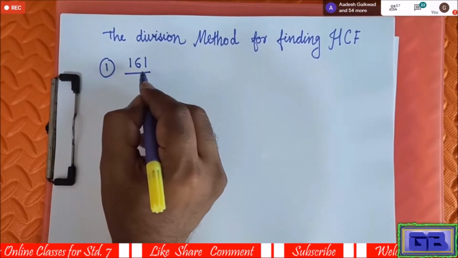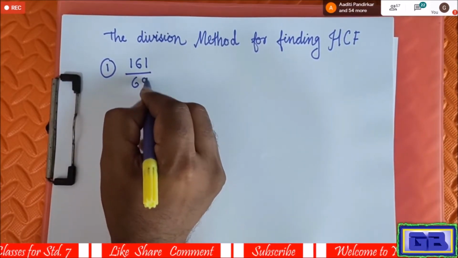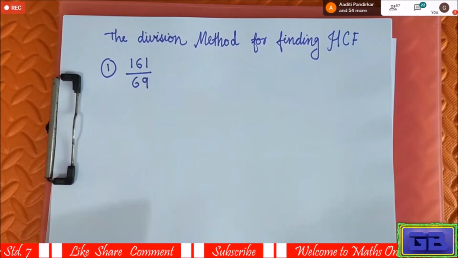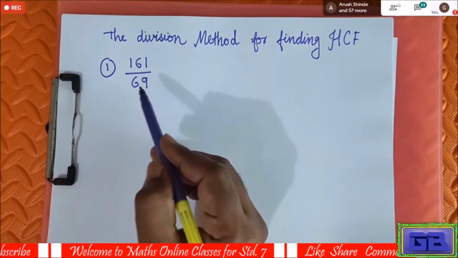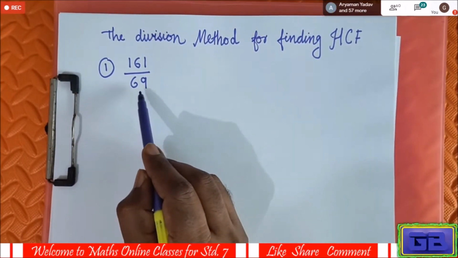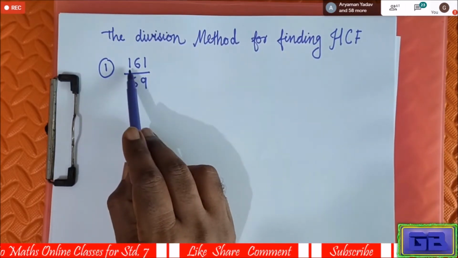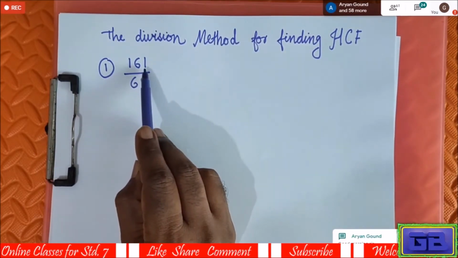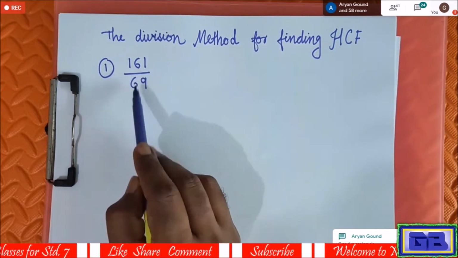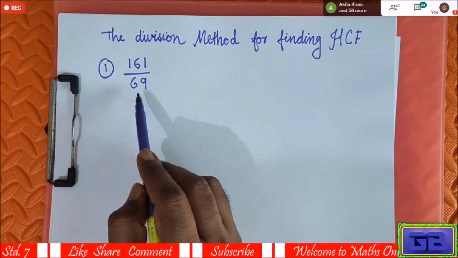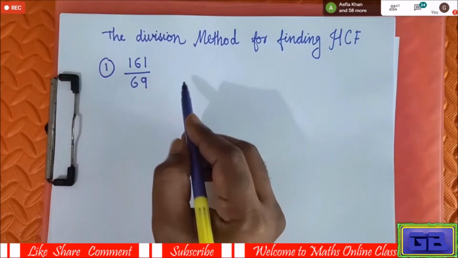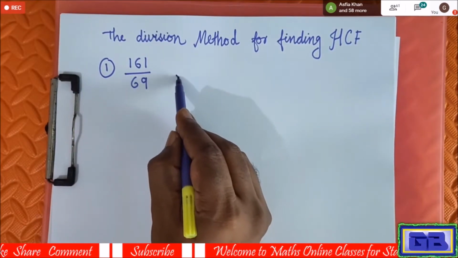161 upon 69. This denominator is 69, numerator is 161. We will divide 161 by 69. So take these numbers in division form.